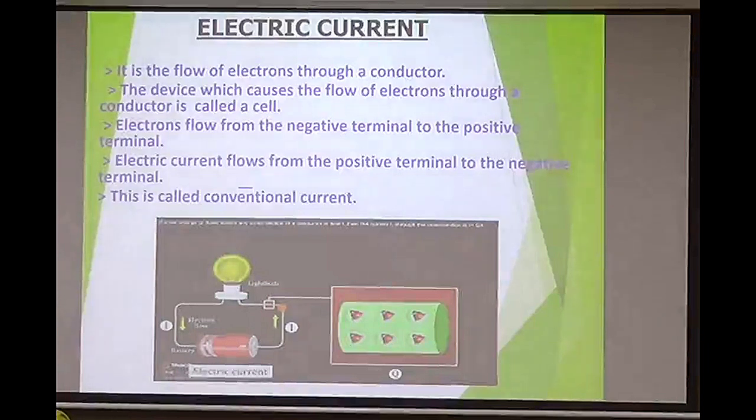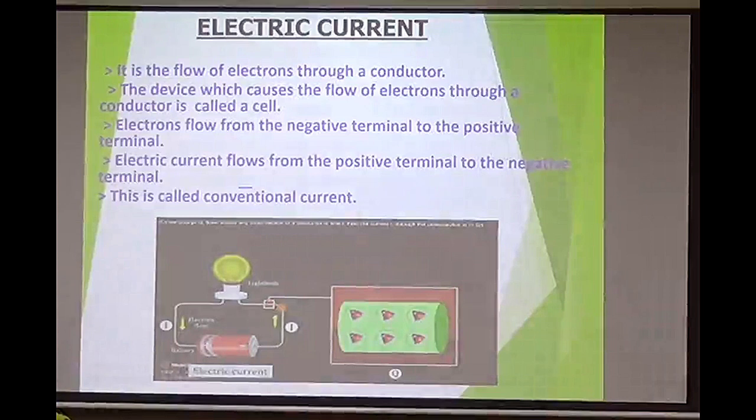The current is only flowing through a wire when you connect it to the source of charge, which will give the energy to electrons to flow. And the device which causes the flow of electrons through a conductor is called a cell or a battery. Whenever charges flow, they will flow from the negative terminal to the positive terminal. And electric current is considered to be going from positive to negative.